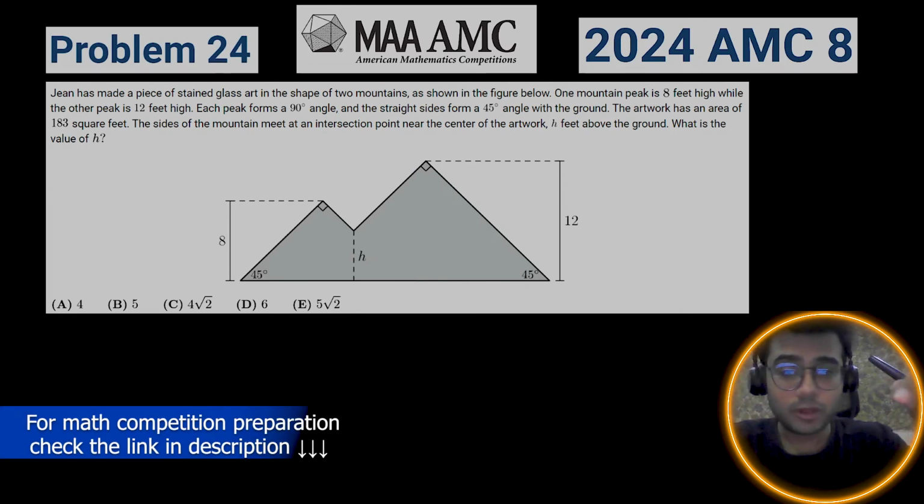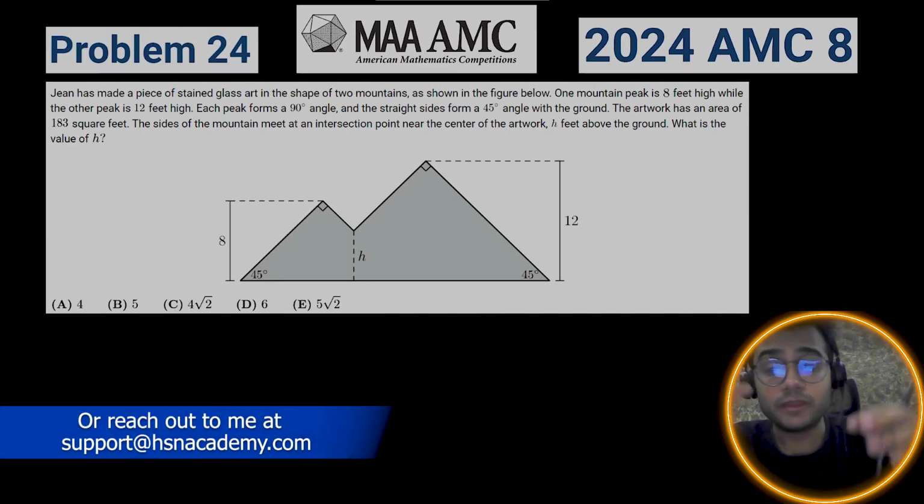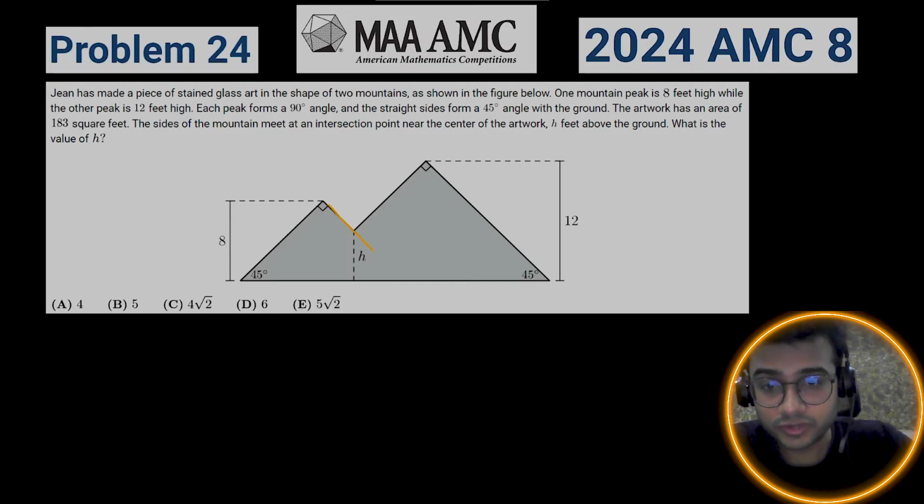Okay, so in this problem, they have given us this shape that's made by the overlap of two 45, 45, 90 triangles. Because if you look at that, if you extend this triangle, you see this is 45, this is 90, this is also going to be 45. Okay, and then if you extend that side, that's going to be 45, 45, and this is also 45. So it's the overlap of two triangles, and they have given us the total area.